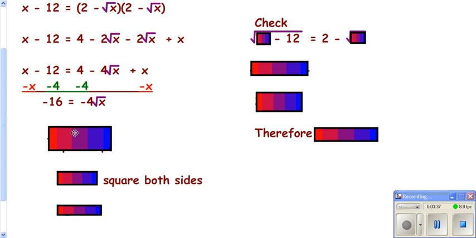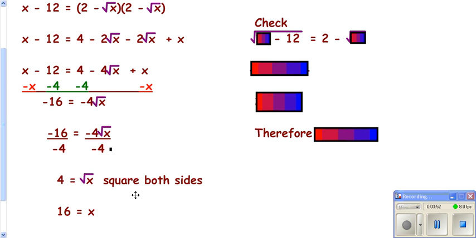So continue to get the root by itself by dividing both sides by a negative 4. And now we have this, our roots by itself. Then you'd want to square the right side to undo your square root, square the left side. So in other words, you get x to be 16.